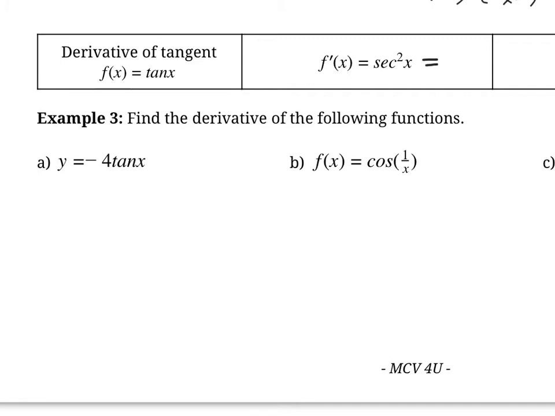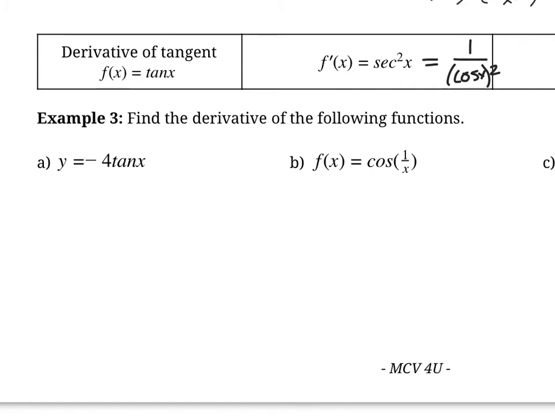Recall what secant actually means. Secant is just 1 over cosine, right? So secant squared x is basically saying the derivative of tan is 1 over cosine x squared. That's basically what we're saying. We like to write it as secant because it ends up being a little bit simpler. We don't have to work with the fact that's in the denominator.